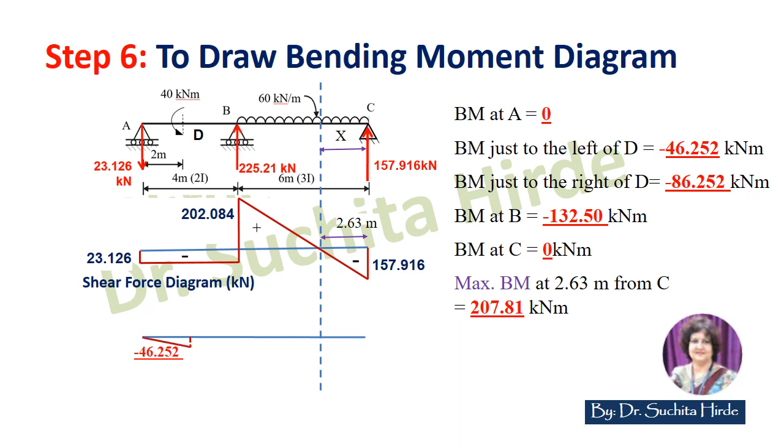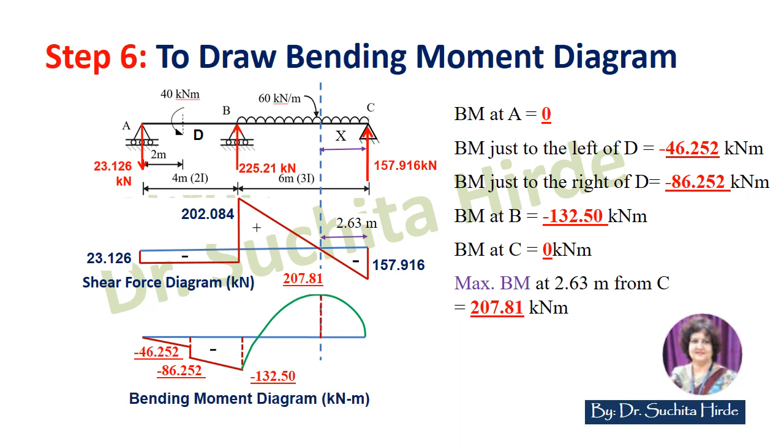So join this. At D there are two values. Second value is minus 86.252, so there will be a drop of 40 kilonewton meter at point D. Then draw the ordinate at point B, that is minus 132.50. Join this. In portion BC there is uniformly distributed load, so it will be a curve. At C, we know that bending moment is 0, and at 2.63 meter, there is maximum positive bending moment, which is 207.81. So join this using a curve line like this. So this is the bending moment diagram, and unit is kilonewton meter.